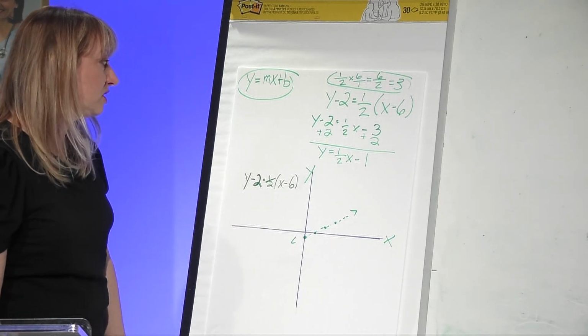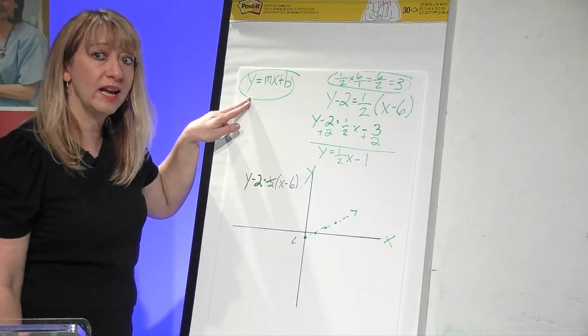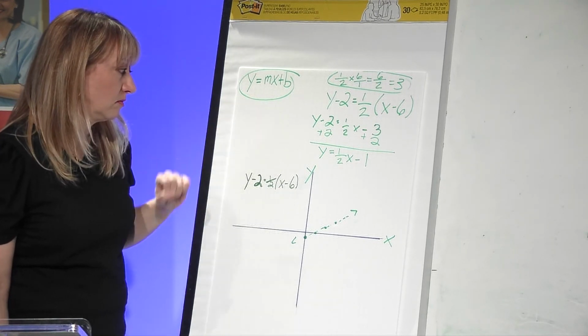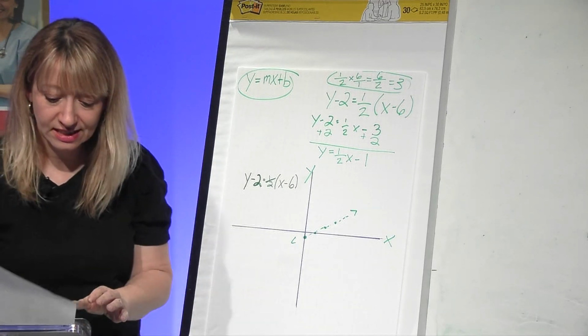So if you have to draw your line from this point, switch it to your y equals mx plus b and go from there. And that is all we have for coordinate planes.